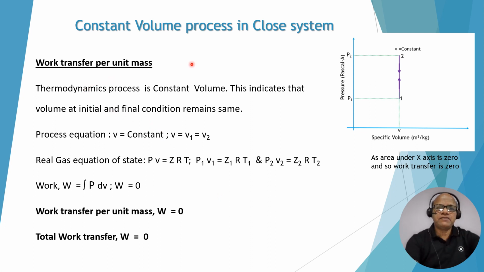Now the work transfer for the closed system. Volume is constant, so PdV work is zero. You can also see in this process on the PV diagram the area under the curve on the x-axis is 0. That is why, as per the formula, it is 0, and you can see the 0 here. So work transfer per unit mass is 0, so the total work for the mass is also 0.